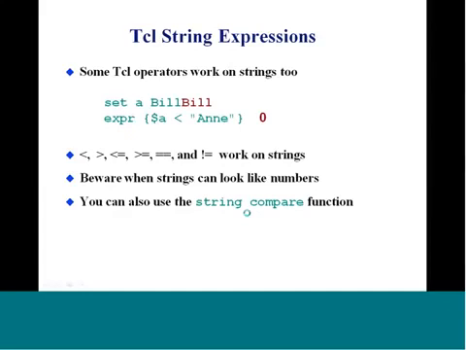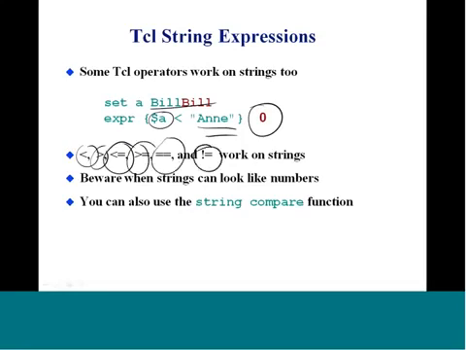And some Tcl operators can also work on strings. For example, A is Bill, expr $A less than and so on, is going to be 0. And then the less than, greater than, less than or equal to, greater than or equal to, and not equal to operators can all work on strings. The only thing is, you have to caution yourself when the strings can also look like numbers. In general, Tcl is always generating strings, so when it is generating a number, it can be just a string. And you can also use the string compare function to compare any strings.